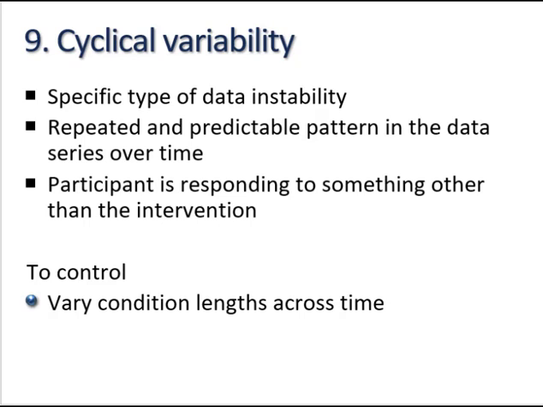Cyclical variability refers to a specific type of data instability: repeated and predictable patterns in the data series over time. Participants are responding to something other than the intervention. An example might be that a child's behavior changes consistently on Wednesday afternoons when their grandparent picks them up from school, as opposed to the other afternoons when they take the bus to an after-school care program.